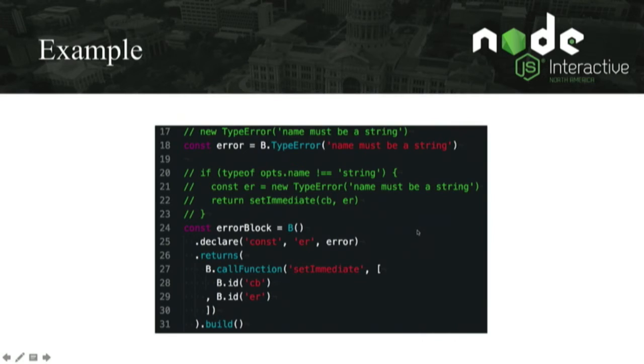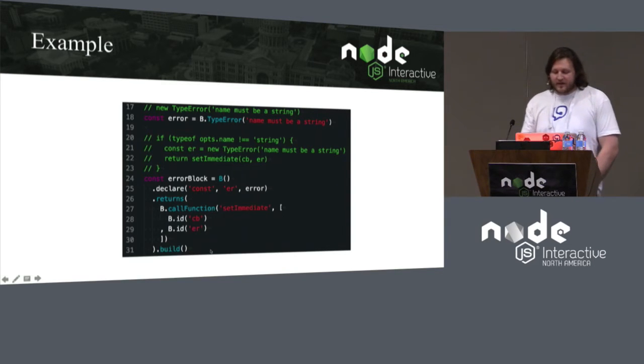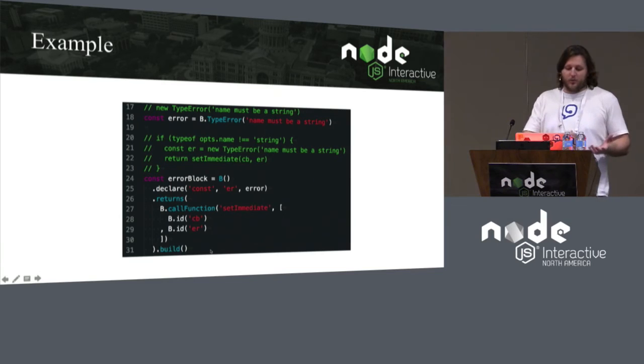And then we can create the block for that conditional statement where we're checking the type. If you look on line 25, in the error block we're going to declare er as the type error, and then we're going to return setImmediate, calling the callback with the error. And .build here returns an array of AST nodes. It allows us to use builders nested inside of other builders, which tends to make things a little bit easier from what we've seen.